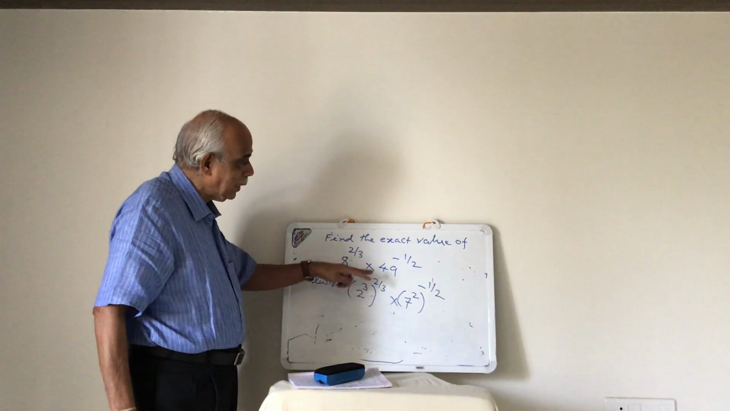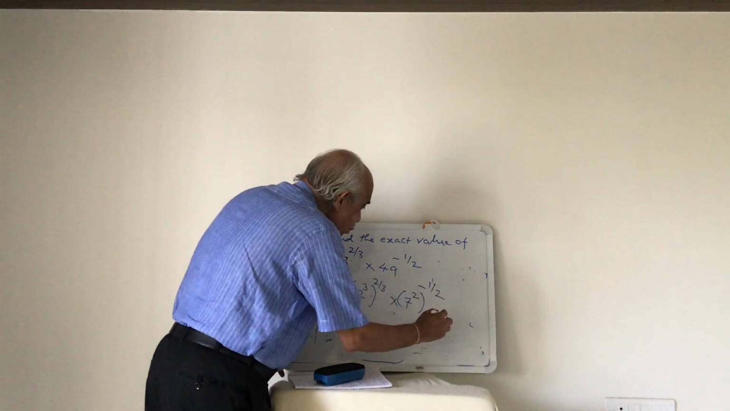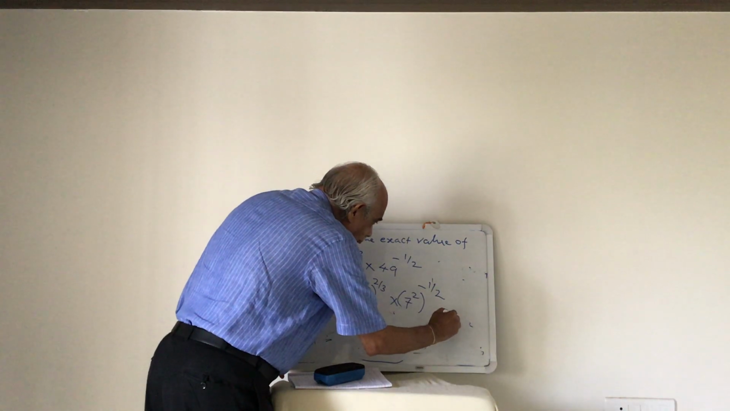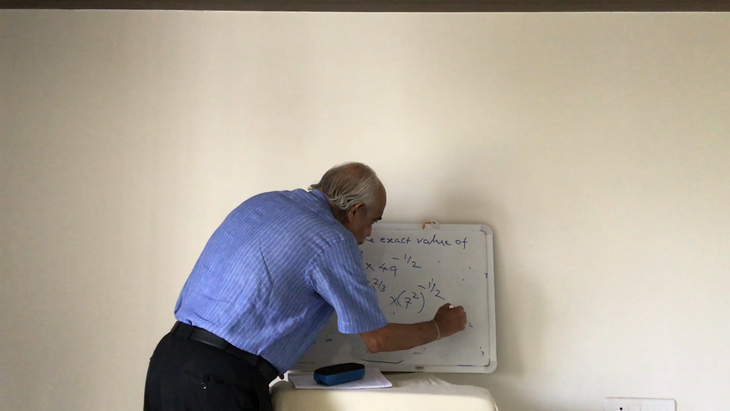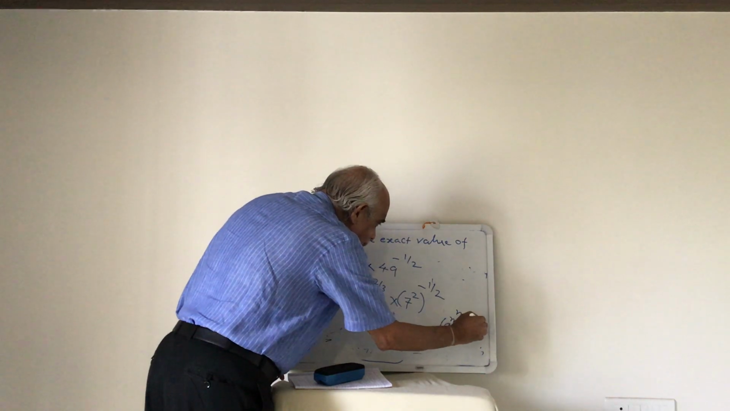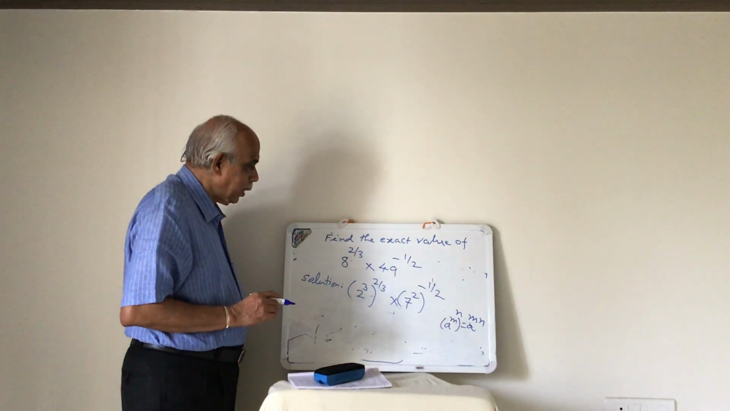A raised to m raised to n is equal to a raised to mn. So what we are going to use now is that a raised to m raised to n is equal to a raised to mn. This is the law of indices which we are going to use here.